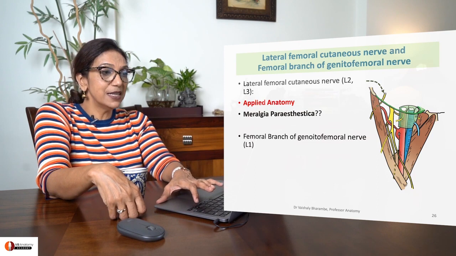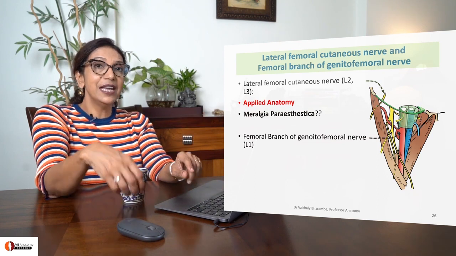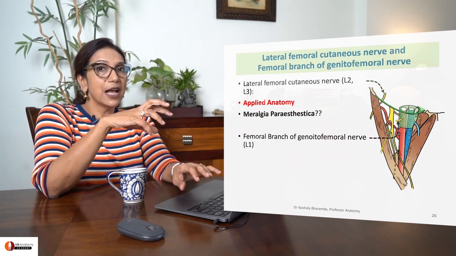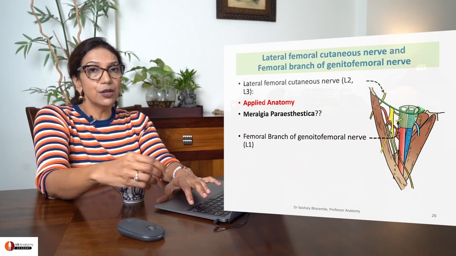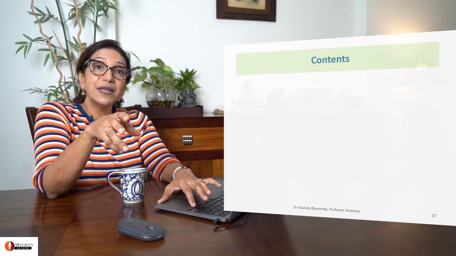Another nerve you will see is the femoral branch of the genitofemoral nerve. See, that's it. It pierces the femoral sheath and emerges out to supply the anterior aspect of the skin above the femoral triangle. So quickly revise, what have we done?